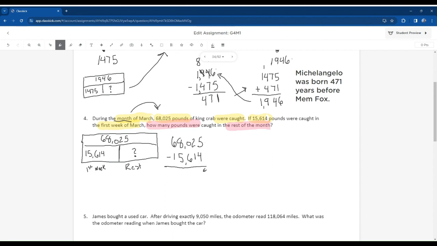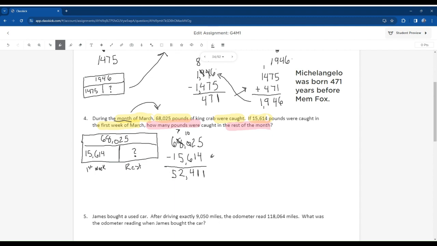So 5 minus 4 is 1. 2 minus 1 is 1. 0 minus 6, here's where I need to regroup because I have a smaller number on top compared to my larger number. So I'm going to regroup 8 thousandths for 7 thousandths and 10 hundredths. And since I don't have any hundreds here, this is just going to be a 10. So we're regrouping 8 thousandths for 7 thousandths and 10 hundredths. 10 minus 6 is 4. 7 minus 5 is 2. And 6 minus 1 is 5. So 52,411 pounds were caught the rest of the time.